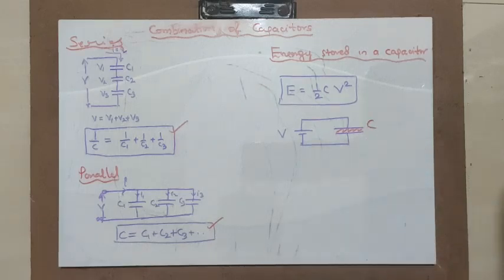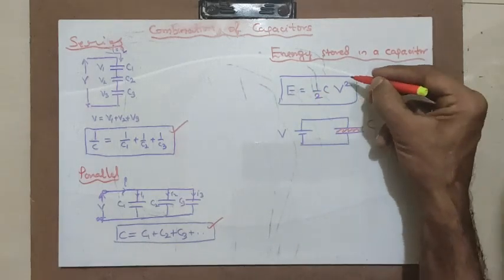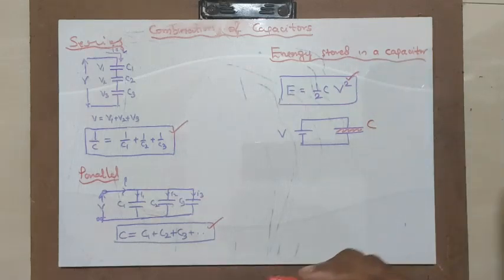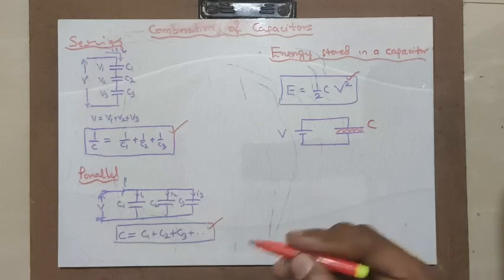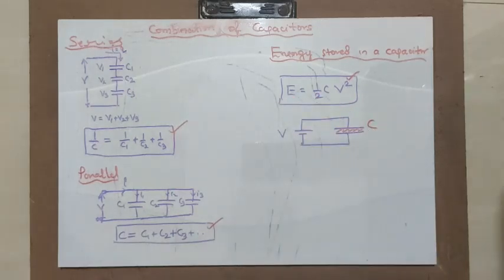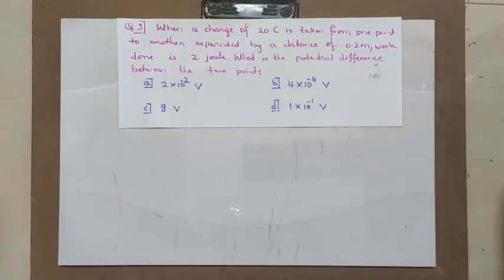This energy is half CV square, and then you can substitute other things if you want. But this is the one formula required for you to find the energy stored in a capacitor. Please remember this formula. Let us solve a numerical example.